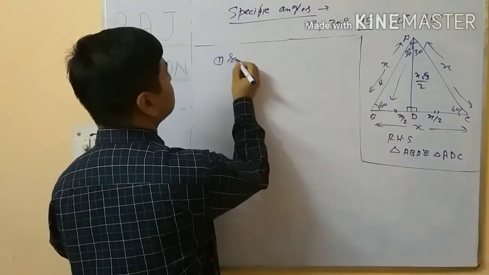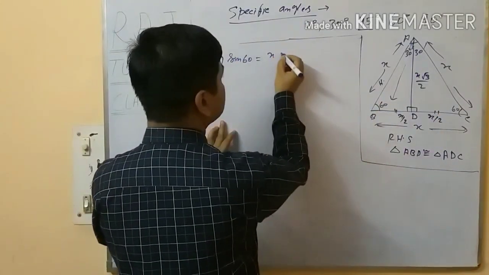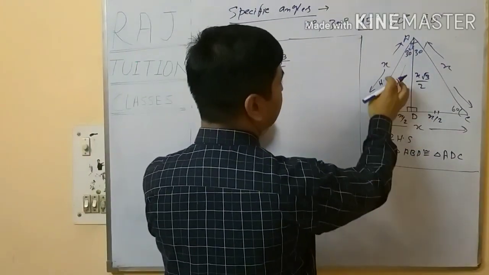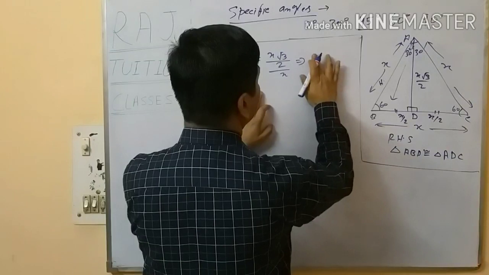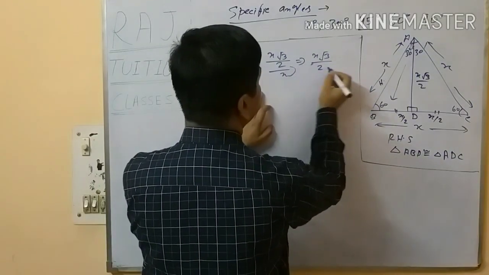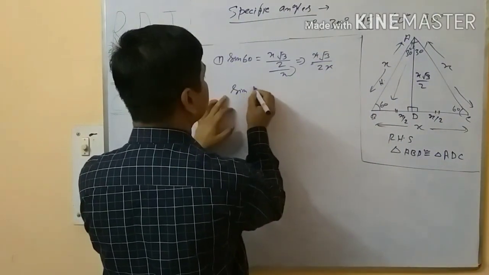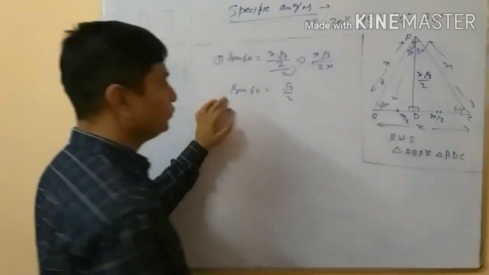Now begin our discussion. Sine 60, side opposite to 60, this time x root 3 over 2, divided by hypotenuse x. So x root 3 over 2, and this will become multiply. So sine 60 equals root 3 over 2.